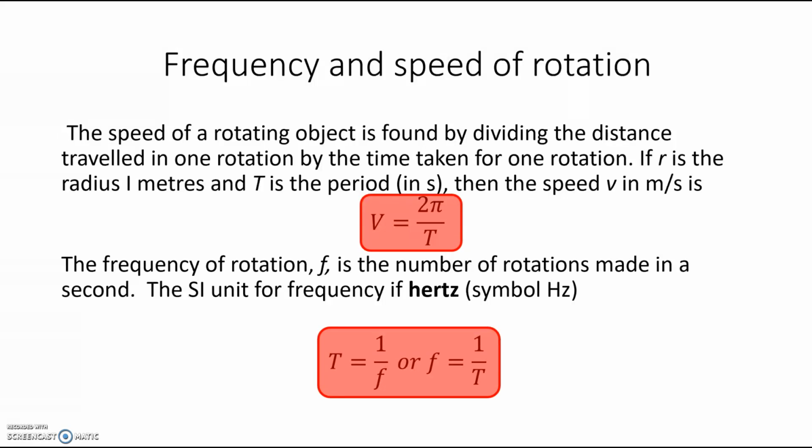The speed then of a rotating object is found by dividing the distance by the time. And you'll notice there that actually I haven't got the r in there either, because the 2 pi r is the circumference of a circle, so it's the d. Now we can also find the number of rotations made in a second, which is the frequency, and the unit for that is hertz.